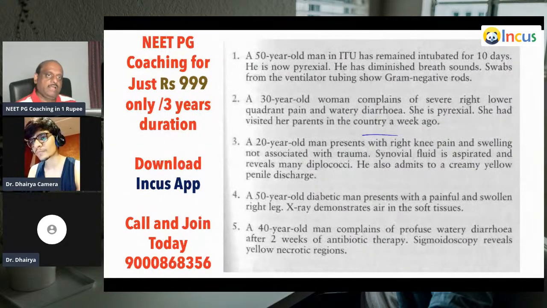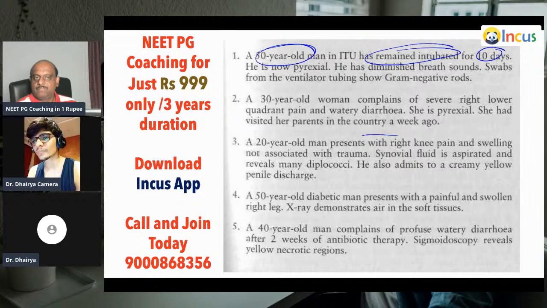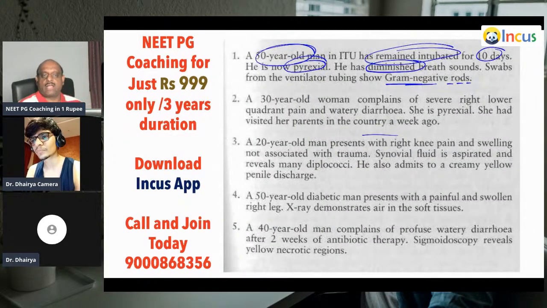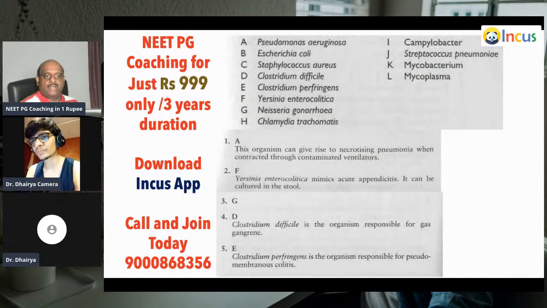Now, doctor, a 50-year-old man remained intubated for 10 days. He is now pyrexial. He has diminished breath sounds, and there are gram-negative rods in swabs from the ventilator. So what is the organism that comes to your mind in this case of ventilator-associated pneumonia?